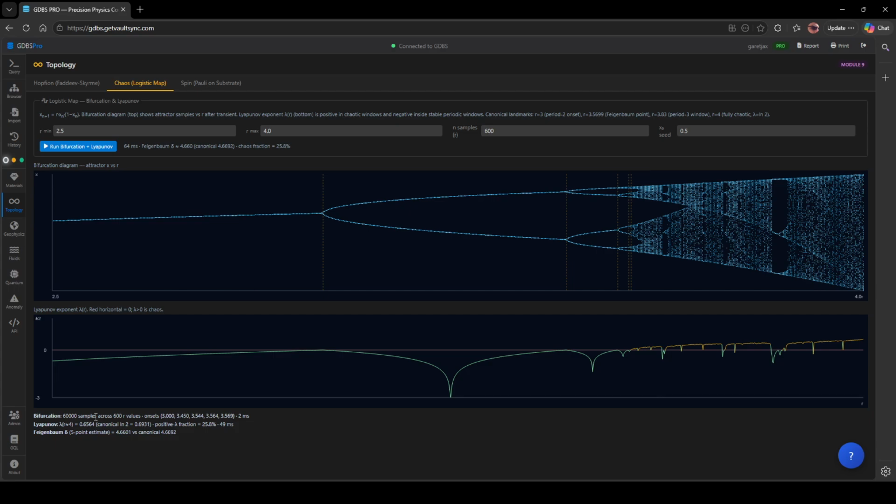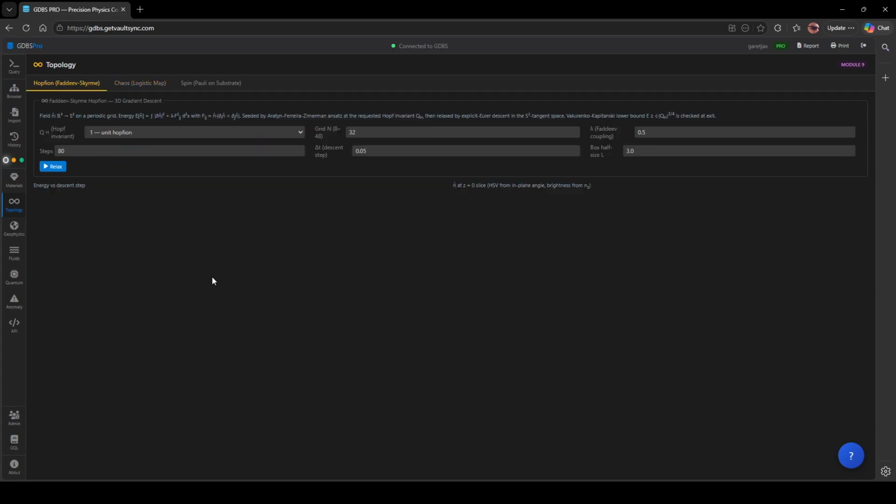And this isn't happening because I just happen to have drawn the picture on the screen. No, this is an actual physical verification of mathematics running directly inside of the application. So we're going to take a look at the Hopfion.